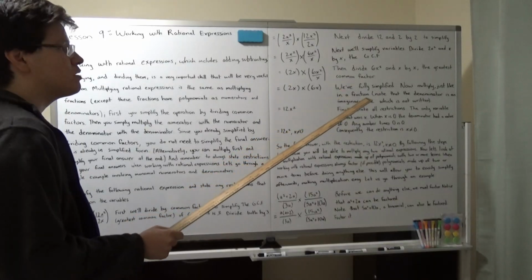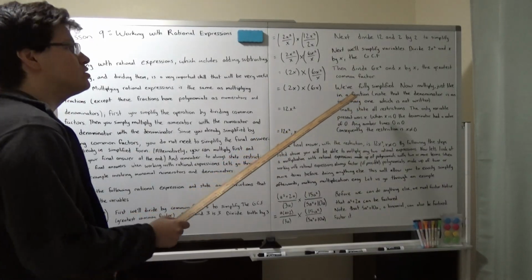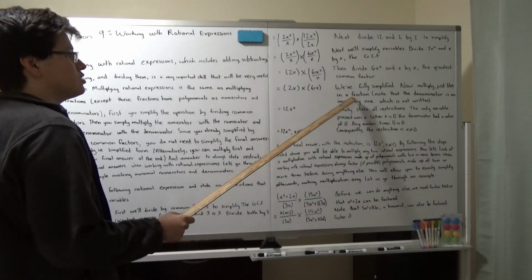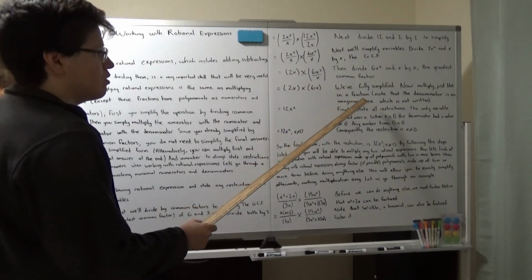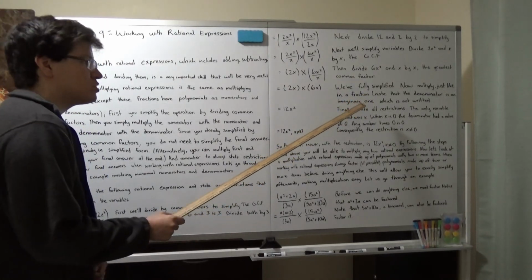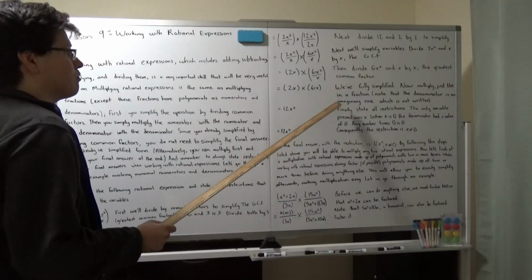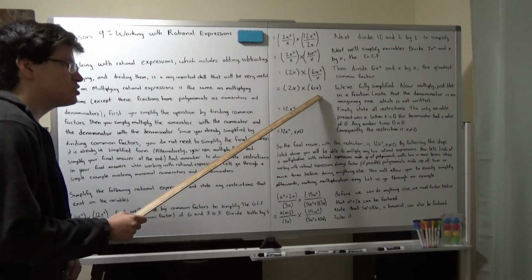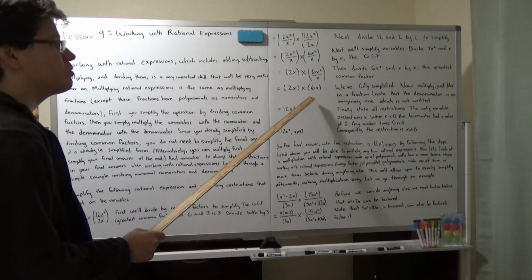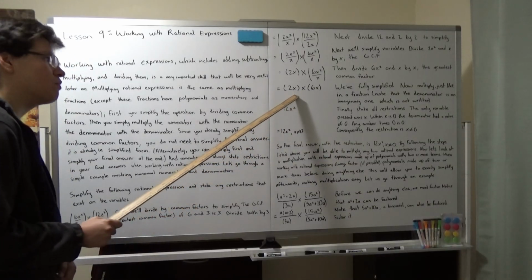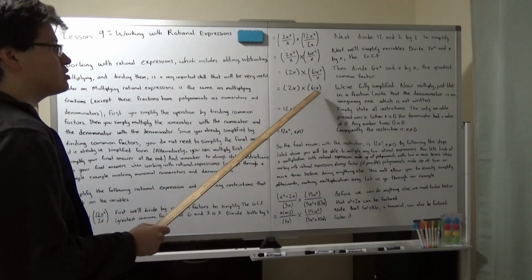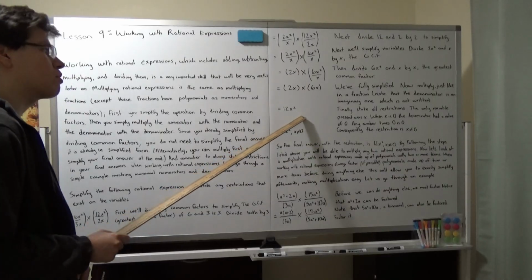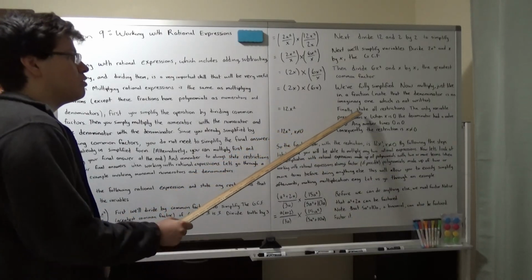We've fully simplified. Now multiply just like in a fraction. Note that the denominator is an imaginary 1 which is not written. So now we just multiply, like in a fraction. 2x times 6x is 12x squared. Finally, state all the restrictions.